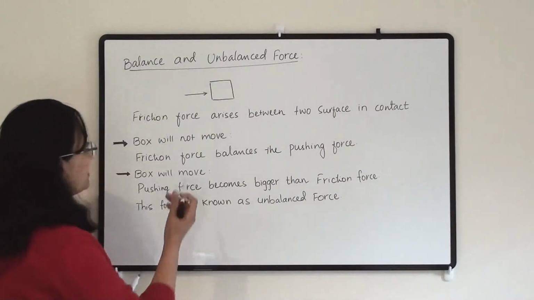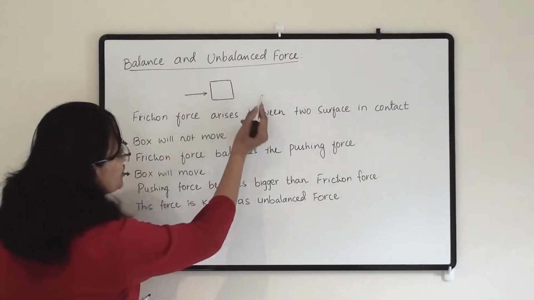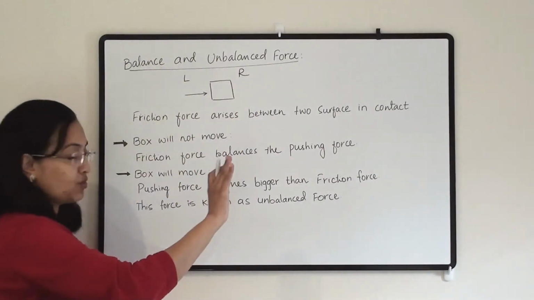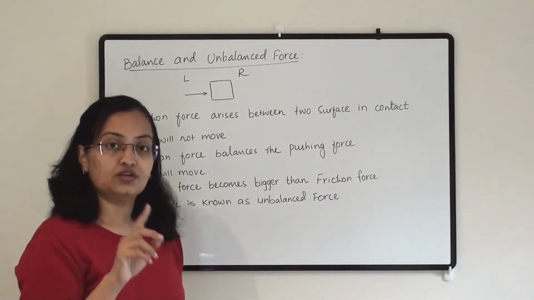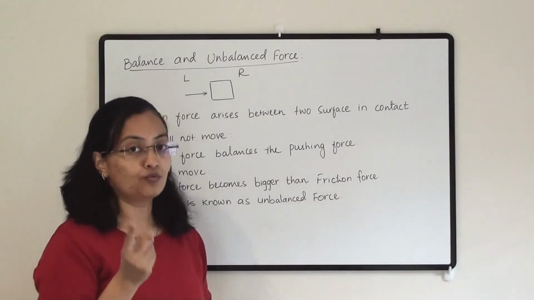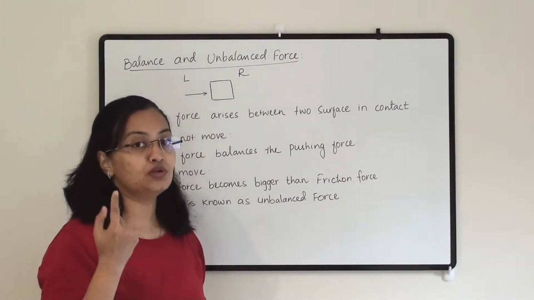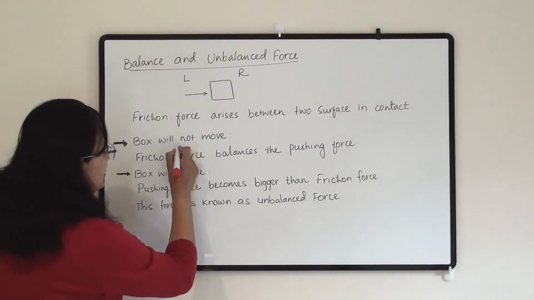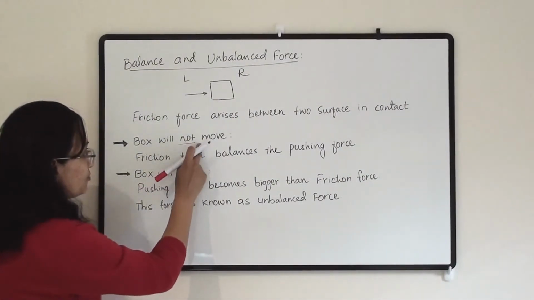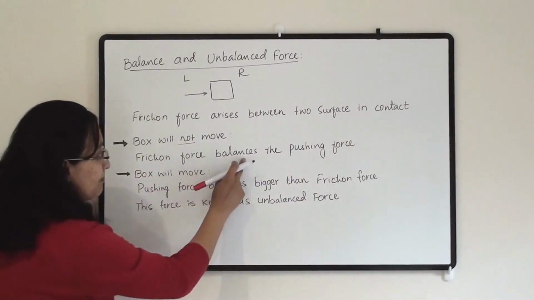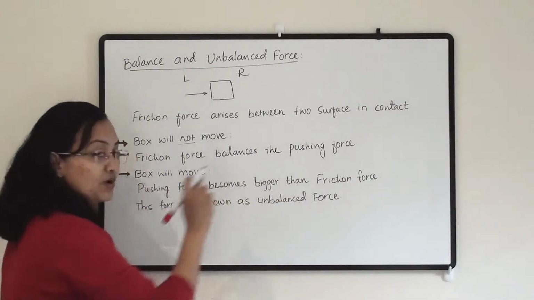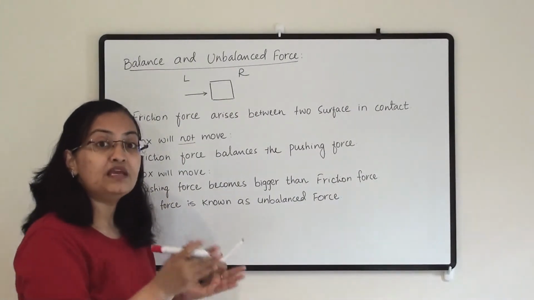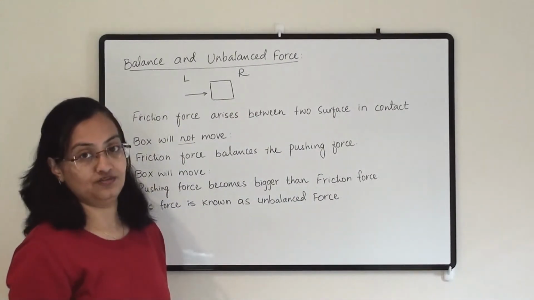Now imagine that this is a box and I want to push it from the left side to the right side. I want to push this box. Now there can be two situations. In the first situation the box will not move, and in the second situation the box will move. So let us first understand the first situation, when the box will not move. Why is it not moving? Because the friction force balances the pushing force. Whatever force I am applying on the box will be balanced by the friction.